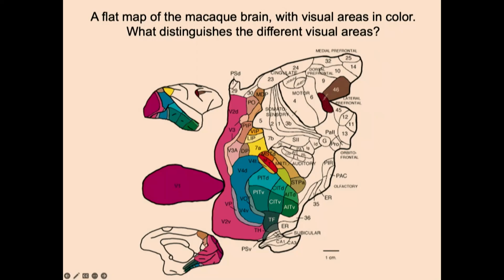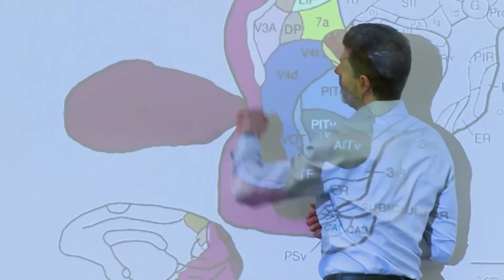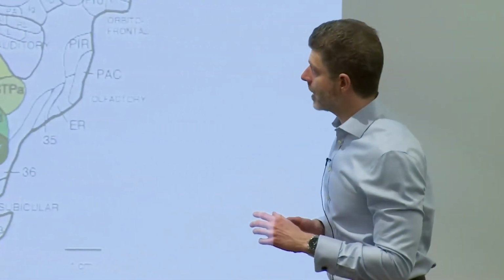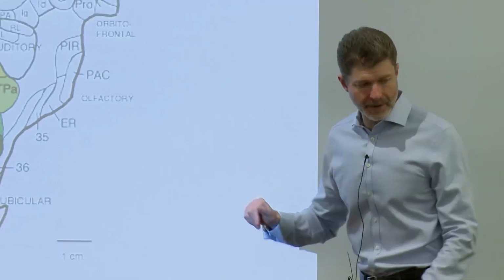And this is a flat map where the different regions of the visual system are outlined, and different areas are in different colors. All of the regions here that are colored are considered to be part of the visual system. That means that they respond when people are looking at stuff. This is the intact macaque brain, and you can see that the visual system is like the back half of the brain, along with some stuff here in the frontal lobe. And this is what it looks like when you flatten it out. There are a lot of different regions, and it's a big chunk of the brain.